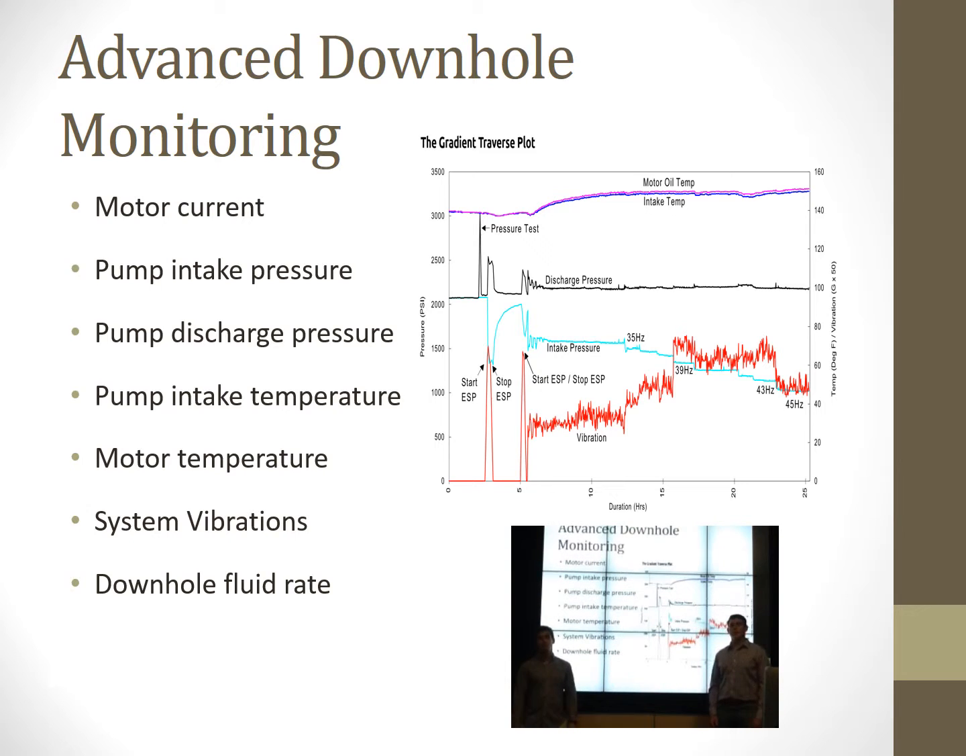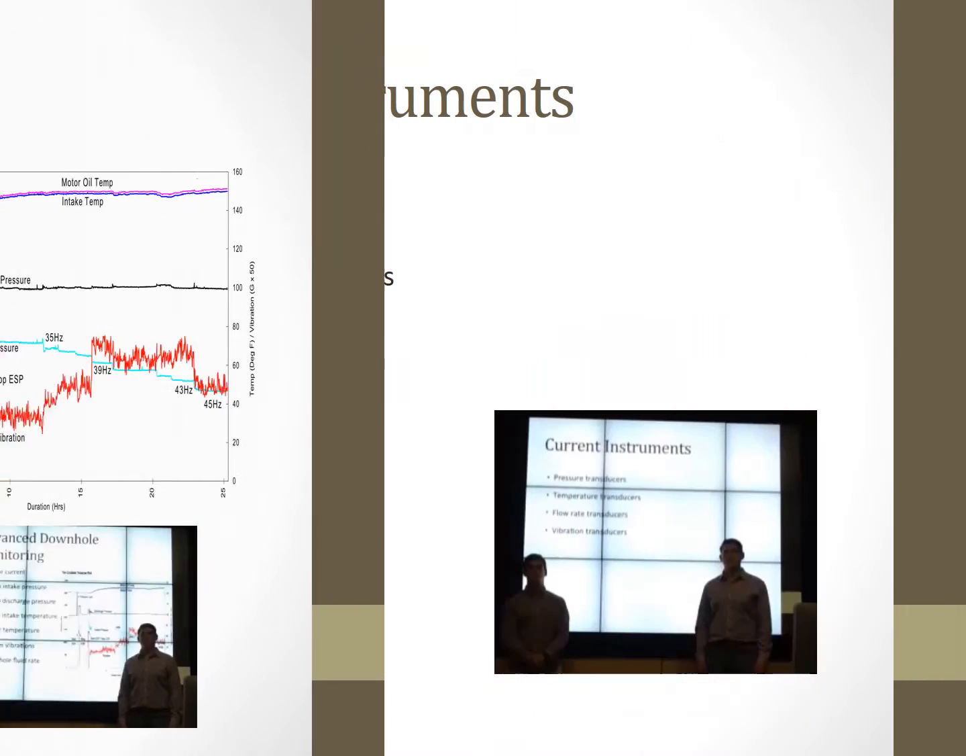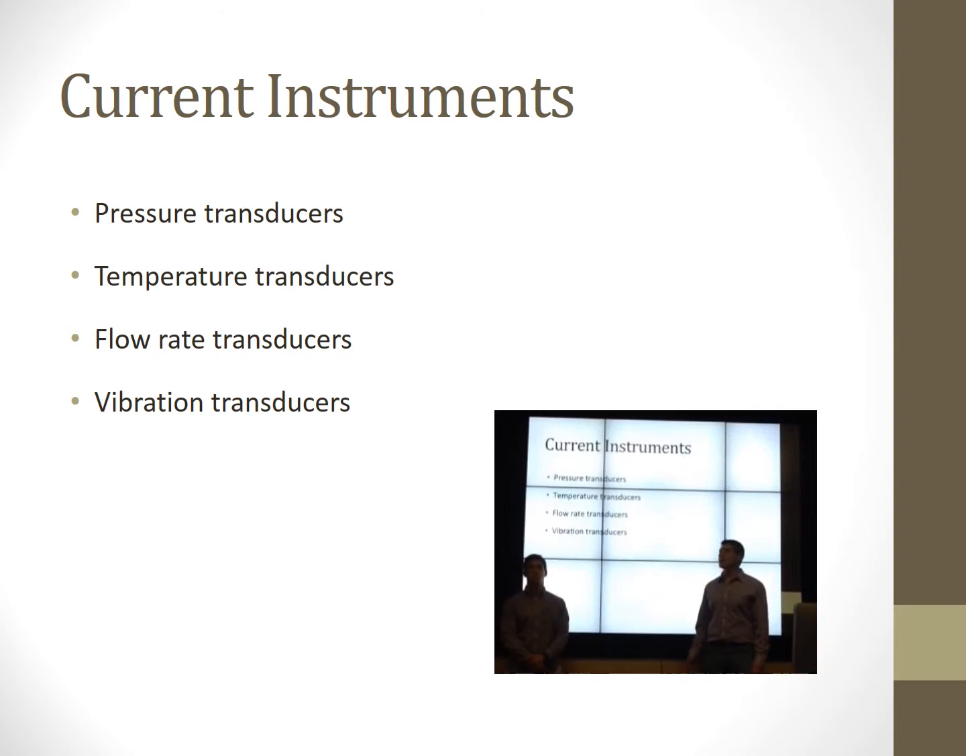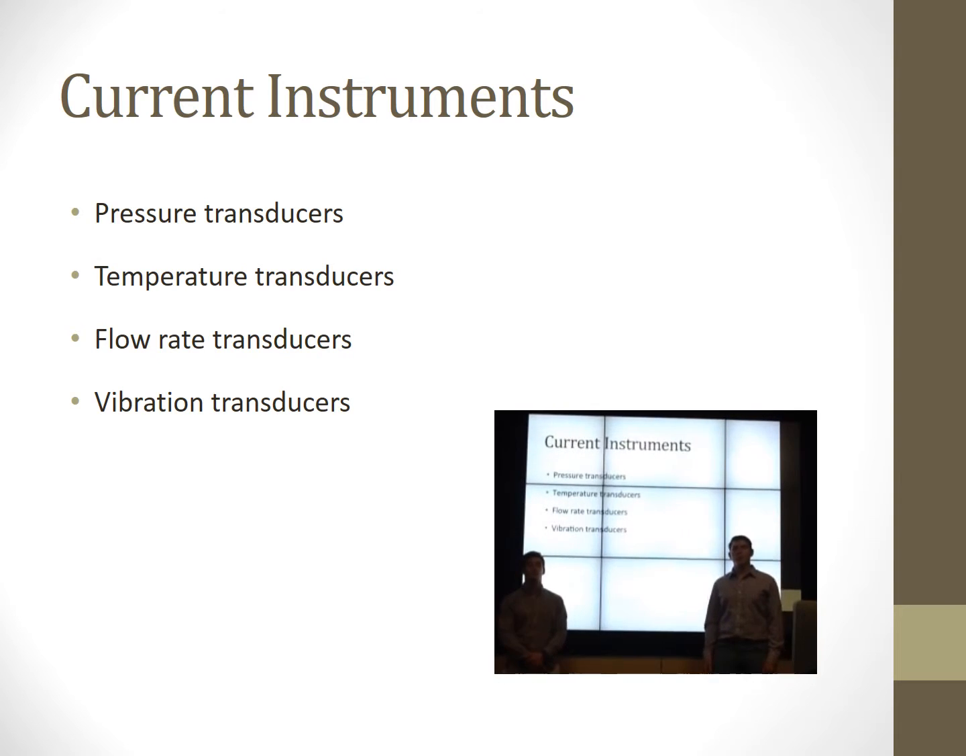As our project advances, we will be using plots like this, using real-world data from our industry advisors to discover new trends and better applications for more reliable monitoring. These four instruments here, pressure, temperature, flow rate, and vibration transducers, are used in the monitoring of ESPs. They can be run individually or in packages in different configurations depending on which information is most needed.